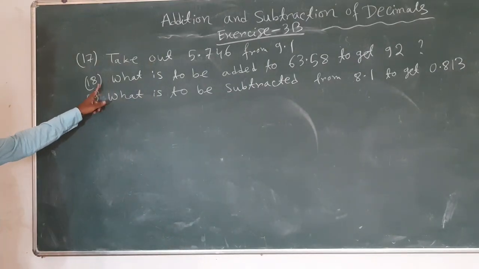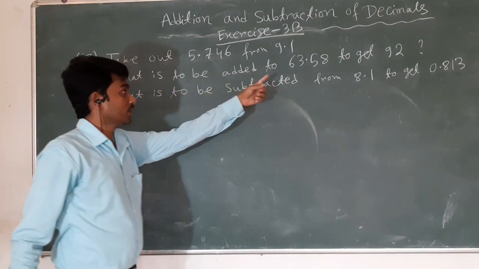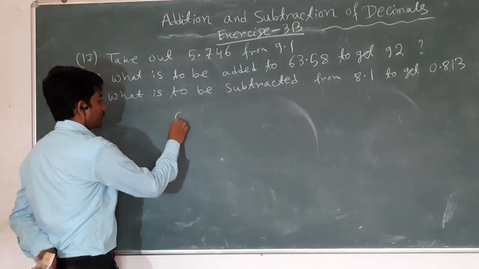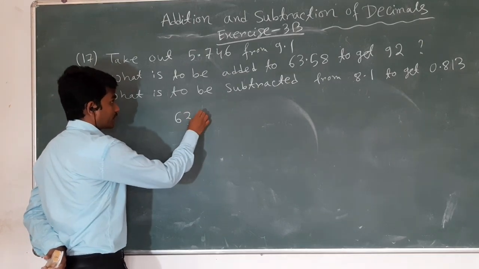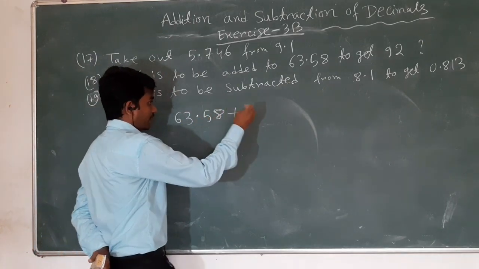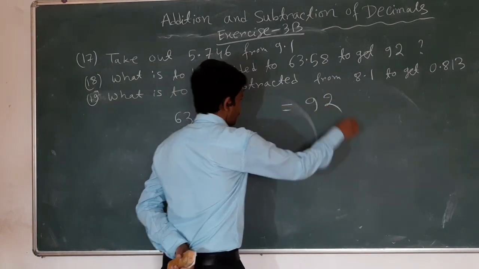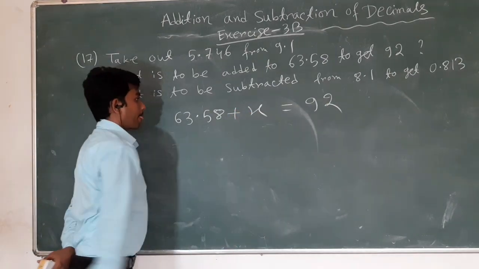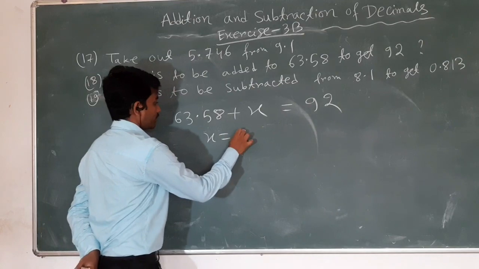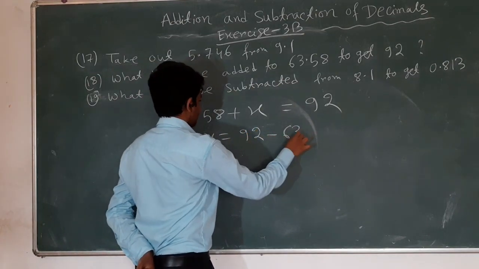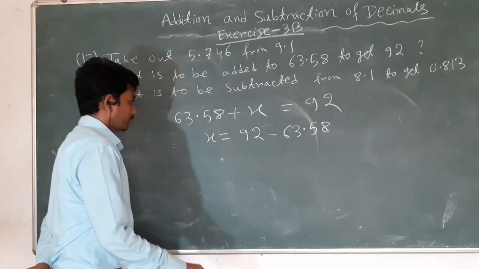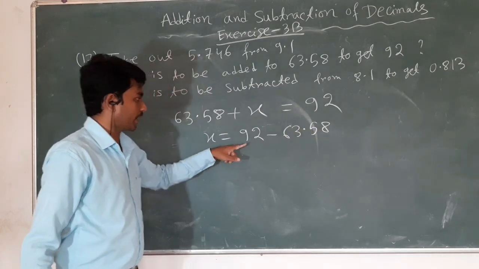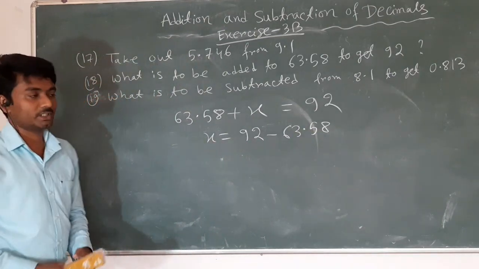Question number 18. What is to be added to 63.58 to get 92? So how much should be added to 63.58 so that the result will be 92? Suppose the required number be x. So x is equal to 92 minus 63.58. After subtracting 63.58 from 92, you get the required answer.